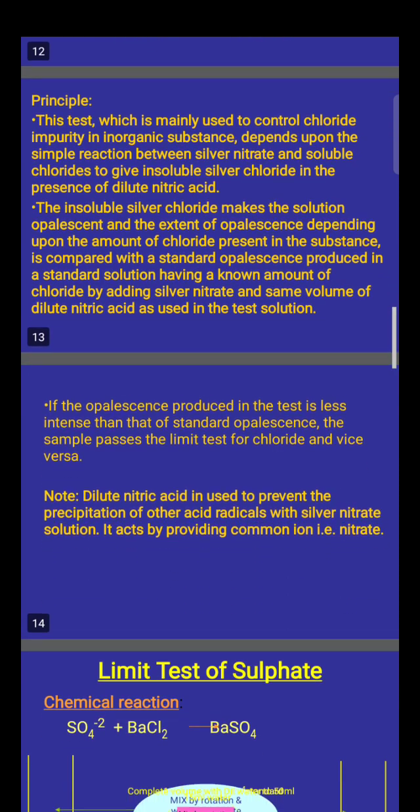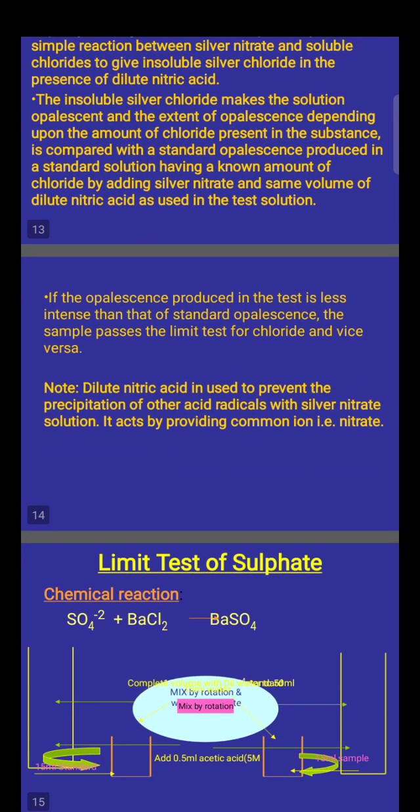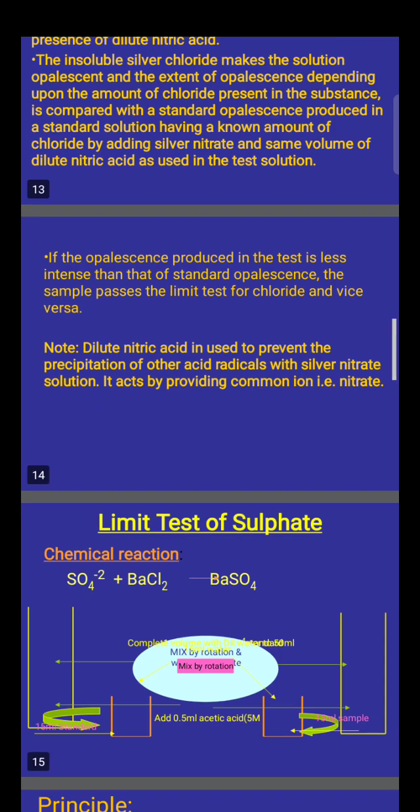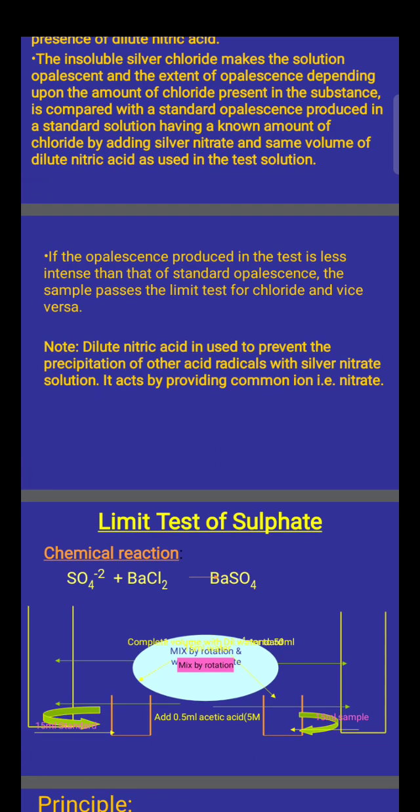Okay. So the last conclusion is that if the opalescence produced in the test is less intense than that of the standard, the sample passes the limit test for chloride. As we already know that impurities are hazardous, that means impurities are present, no doubt, but they should be in less, negligible amount.